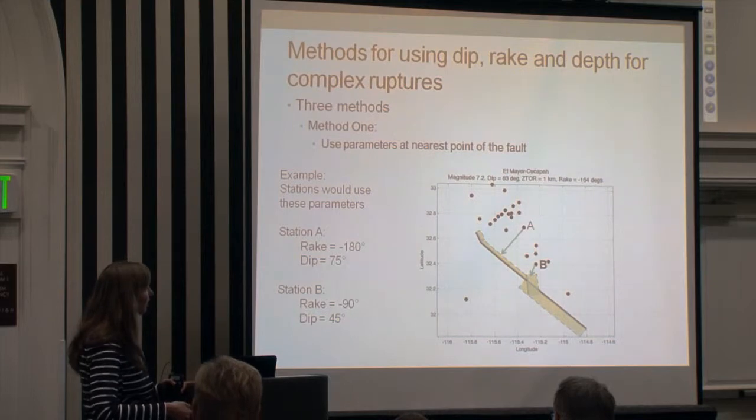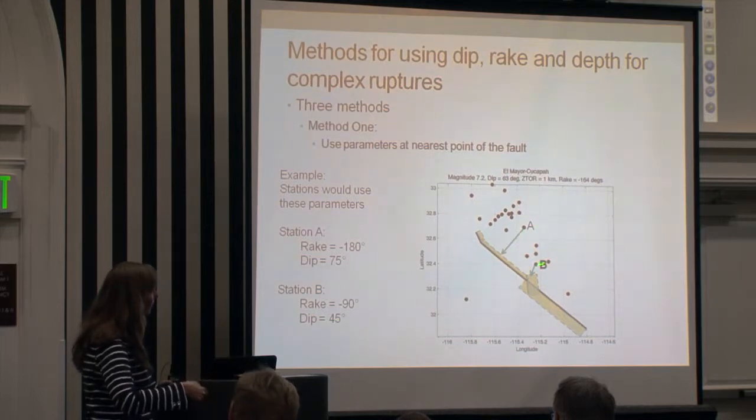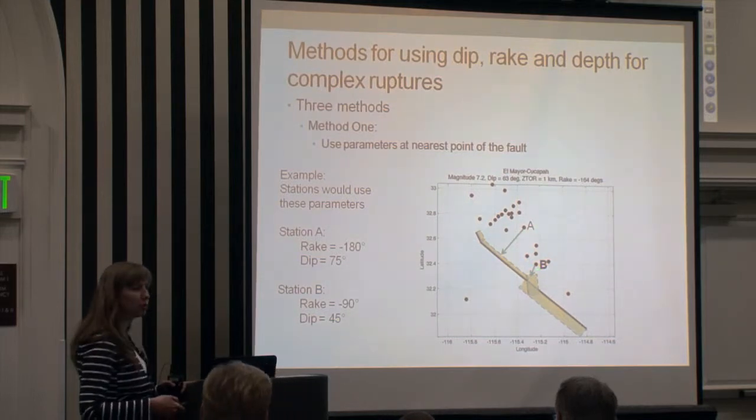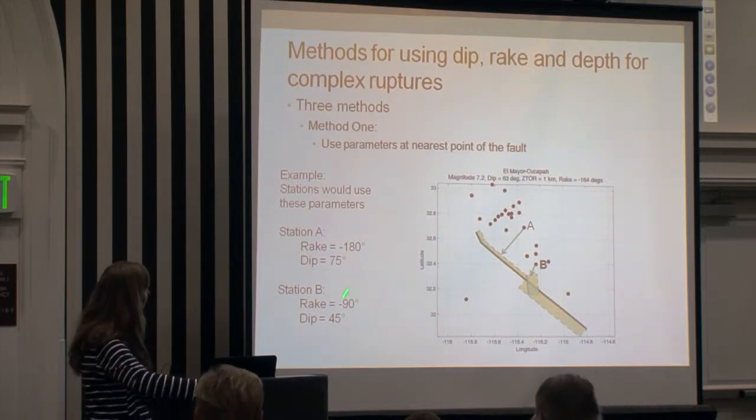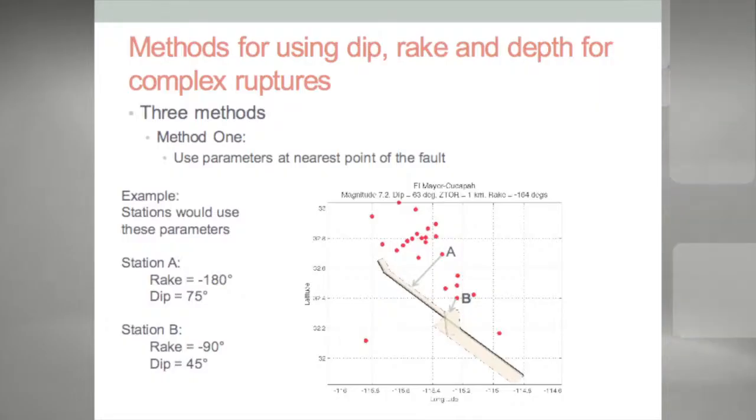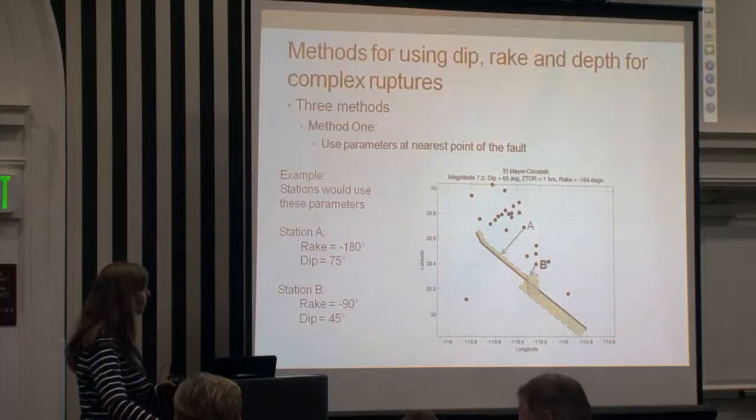So let's take a look at station A and station B. If we use the closest point on the fault for station A, we're going to go to a 180 degrees with a dip of 75. For station B, it's minus 90 and 45. And then you compute your GMPE using those.